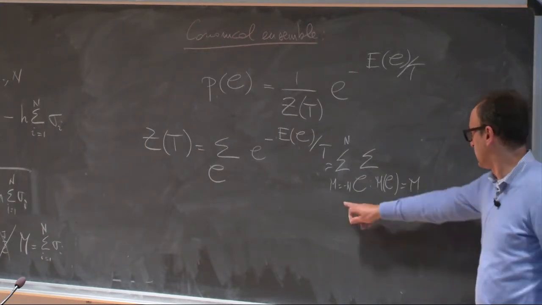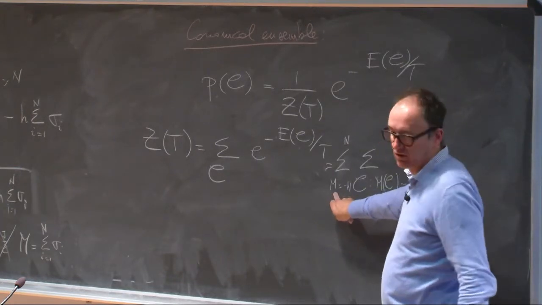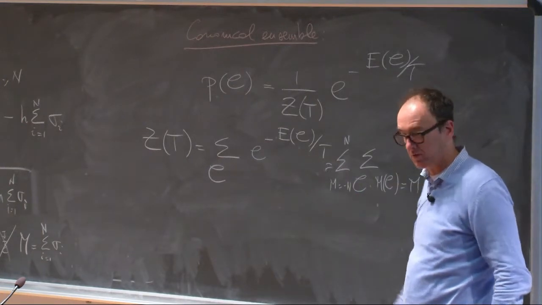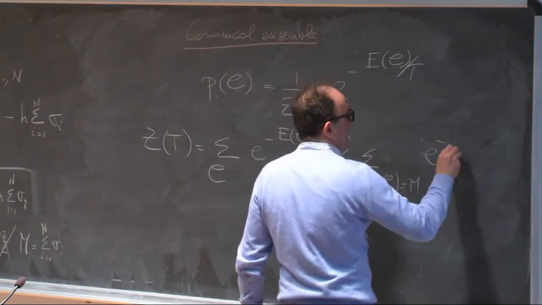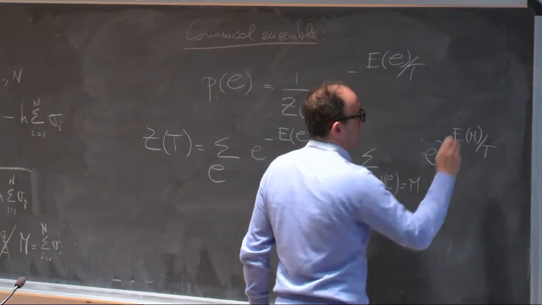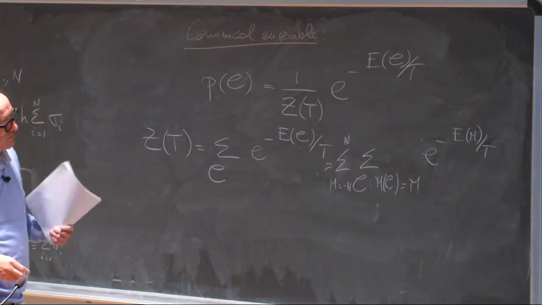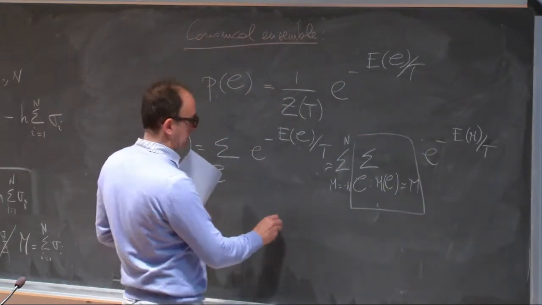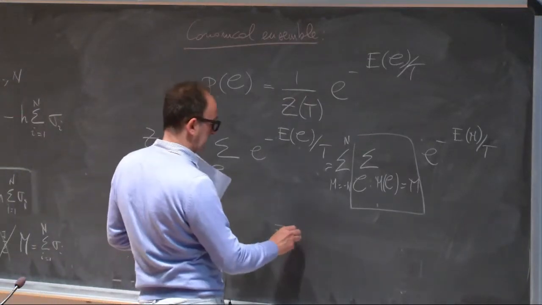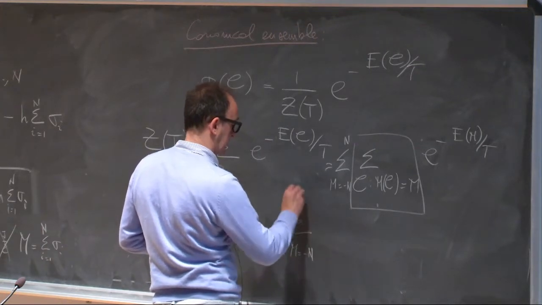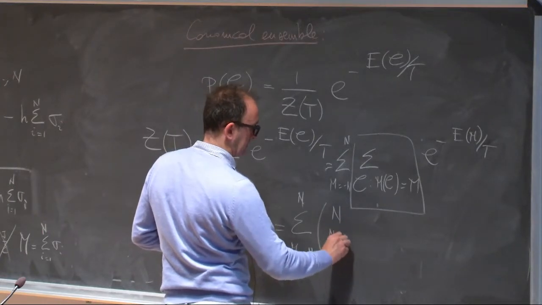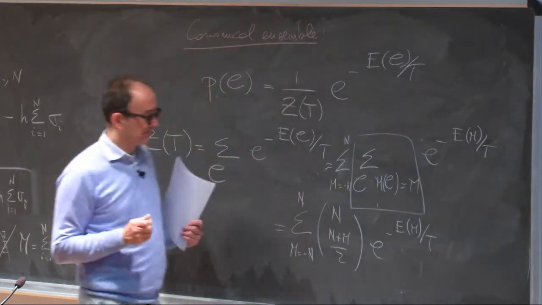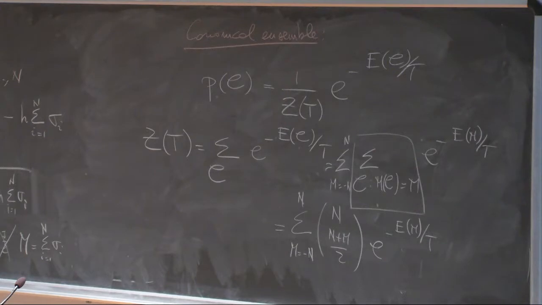So it's clear that the possible values of the magnetization are minus N, minus N plus 2, minus N plus 4, etc. It's in steps of 2. And then here I have e to the minus the energy of M divided by T. And now, again, what is this object here? This is just the e to the entropy, okay? So it's just the sum over M from minus N to N of N choose (N plus M) over 2, times e to the minus E of M divided by T. Very good.